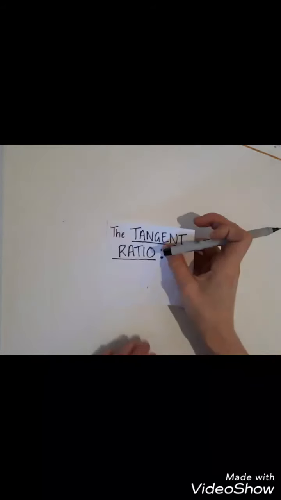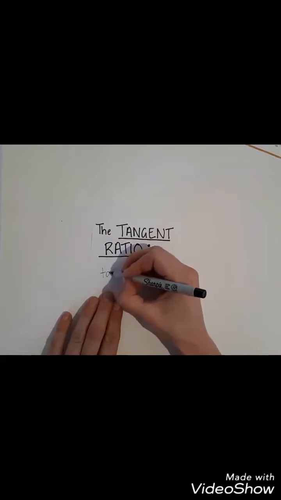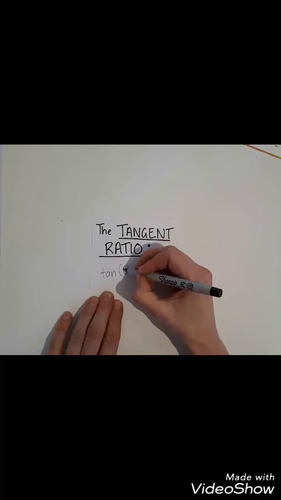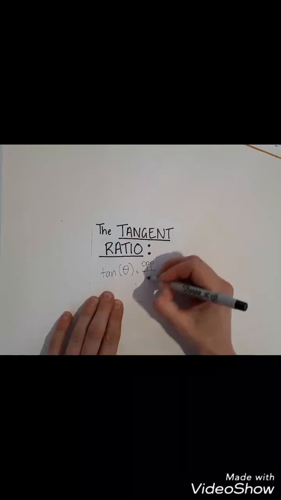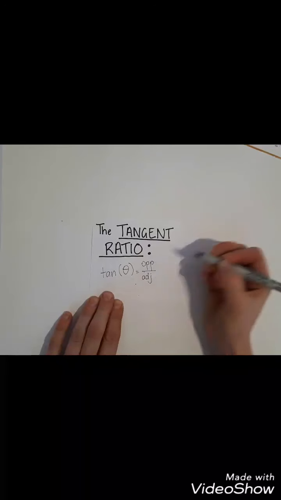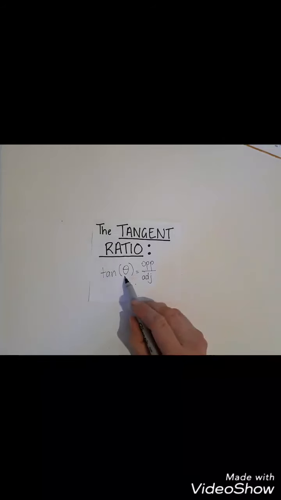Mathematics has a special name for the ratio of opposite over adjacent, which is the tangent ratio. The tangent ratio is represented as tan(theta) equals opposite over adjacent. Why do you think that this theta is in the bracket?